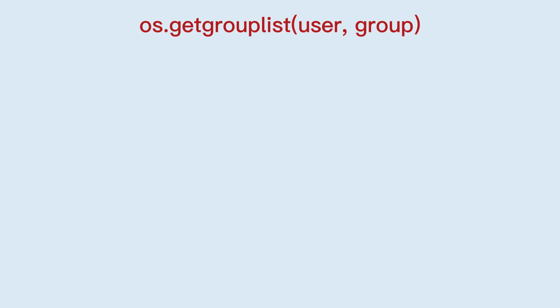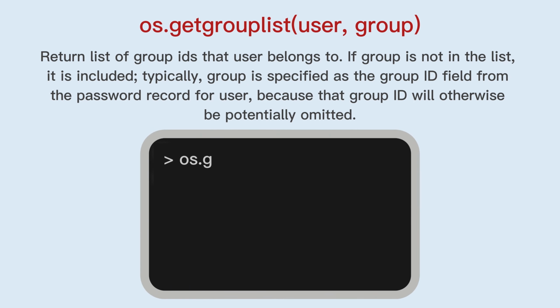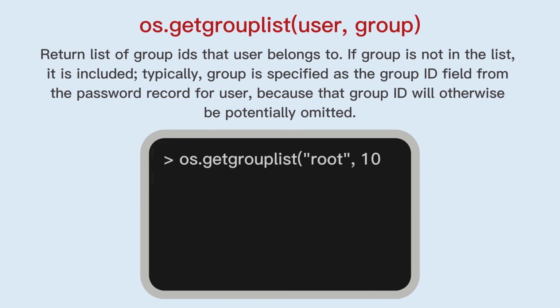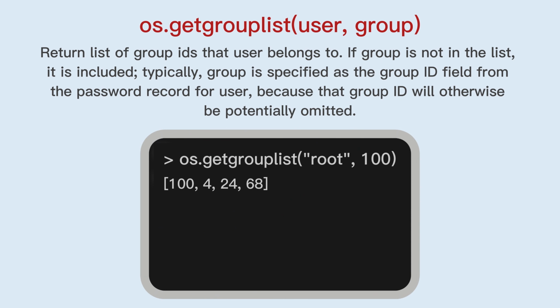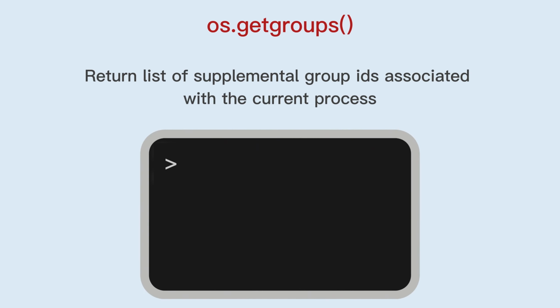os.getgrouplist: return the list of group ids that the user belongs to. If group is not in the list, it is included; typically, group is specified as the group id field from the password record for the user, because that group id will otherwise potentially be omitted. os.getgroups: return the list of supplemental group ids associated with the current process.